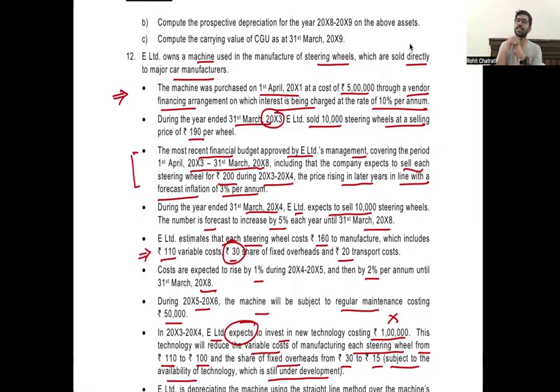There's also a maintenance expenditure which is given. Maintenance expenditure will be considered as an outflow. Capital expenditure, which is planned, is not going to be considered as an outflow. Interest expense, I told you, will not be considered as an outflow.